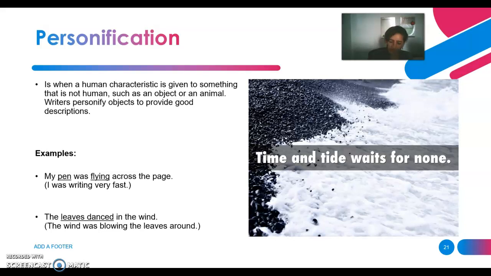When you're writing really, really fast, you're just so inspired, especially when you're in this class, right? And you have to do something and you just boom, boom, boom, boom, boom, writing. Then my pen was flying across the page. Another example is, the leaves dance in the wind. This refers to the wind blowing the leaves around. So awesome. Now we have two more.